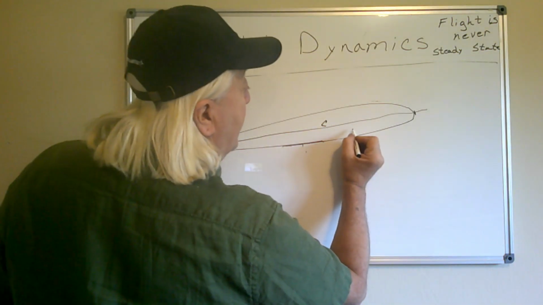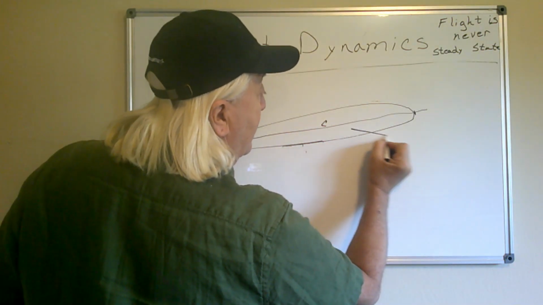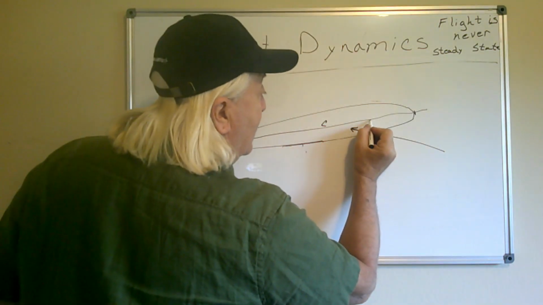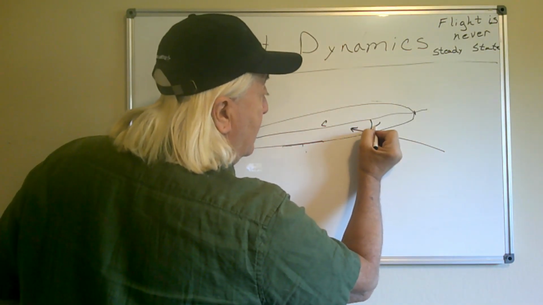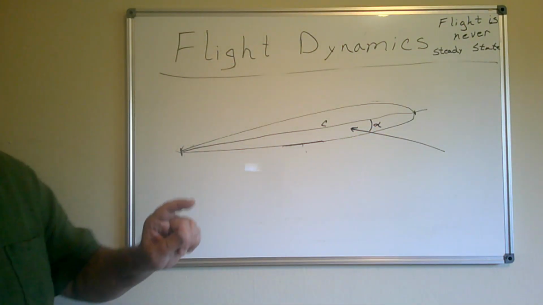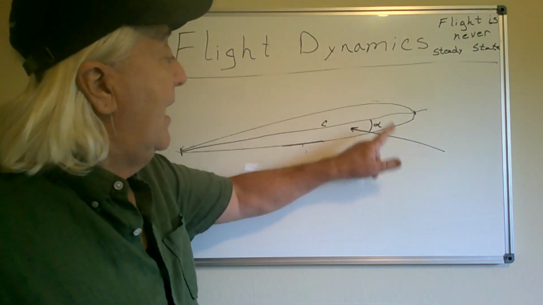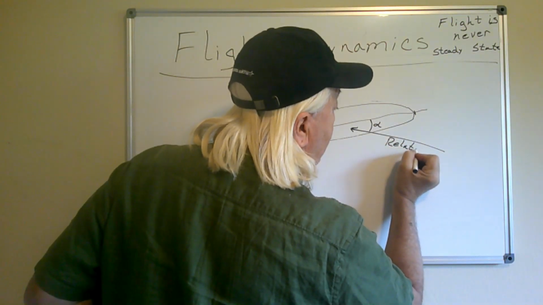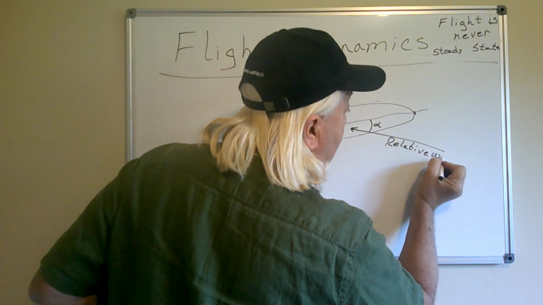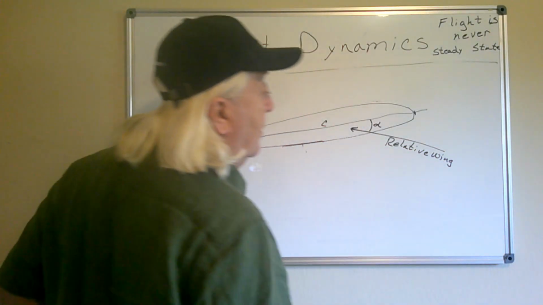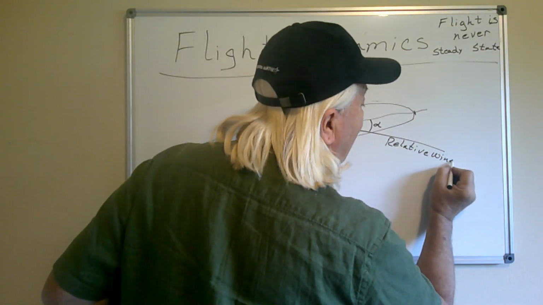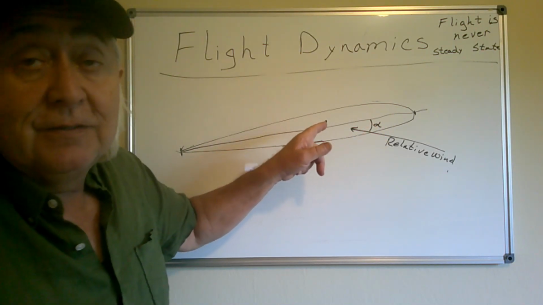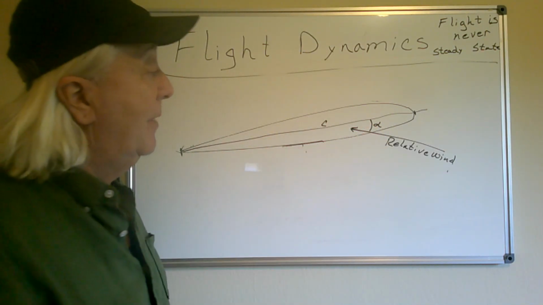And the relative wind is this. And this angle here, alpha, is the angle of attack. Angle of attack is always the angle between the relative wind and the chord line. This is important to remember. I'm going to be talking about it later.